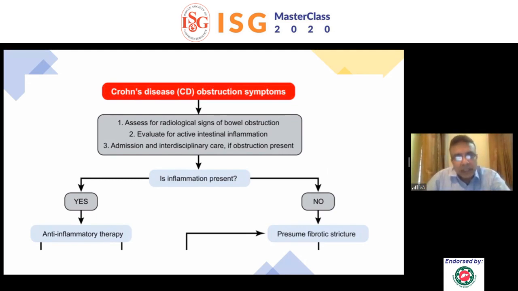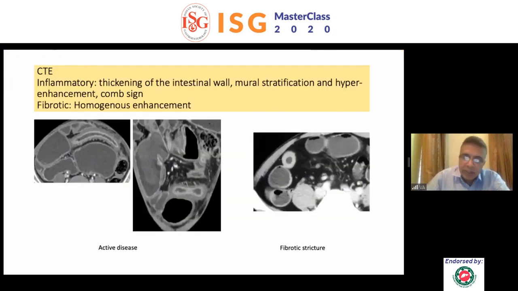To determine whether it is inflammatory or fibrotic, a CT scan will help you, a CT enterography. A CT enterography will show you thickening of the wall, mural stratification. If it is inflammatory, comb sign. If it is fibrotic, it will show you homogeneous enhancement. This is a stricture, right?